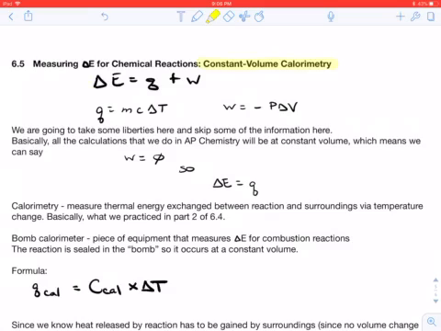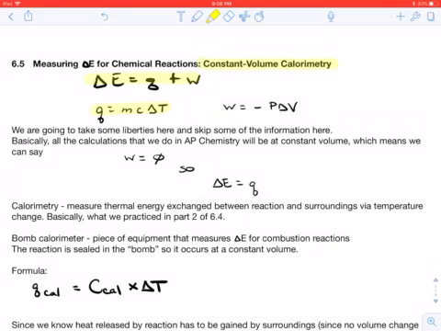If you recall, in 6.2, delta E, which is internal energy, was equal to Q plus W. That was a formula that we were given. We've also recently been witness to Q equals MC delta T. That's our measure of heat.